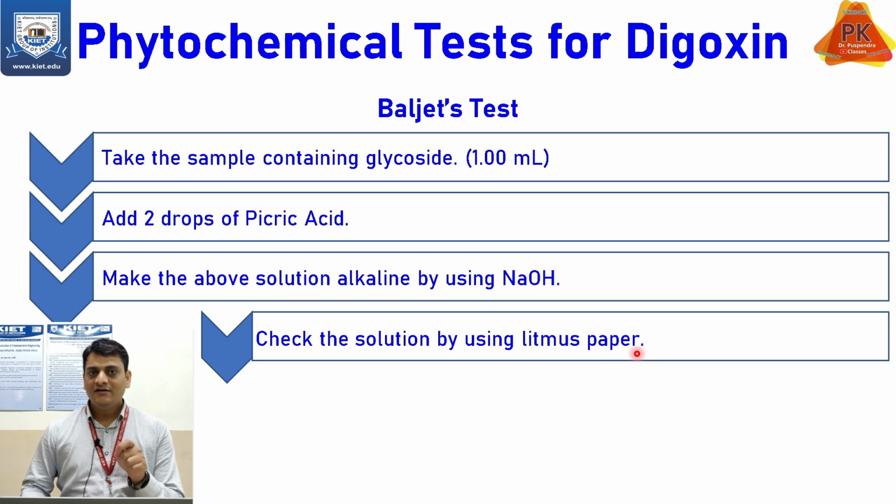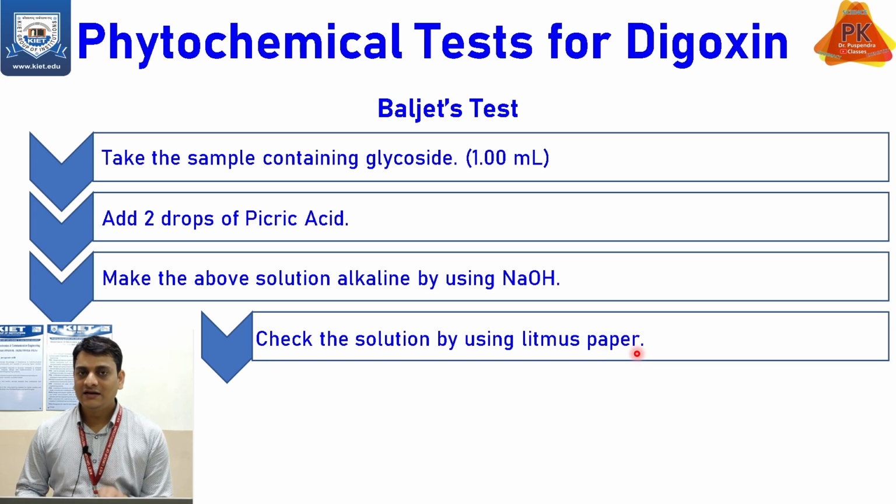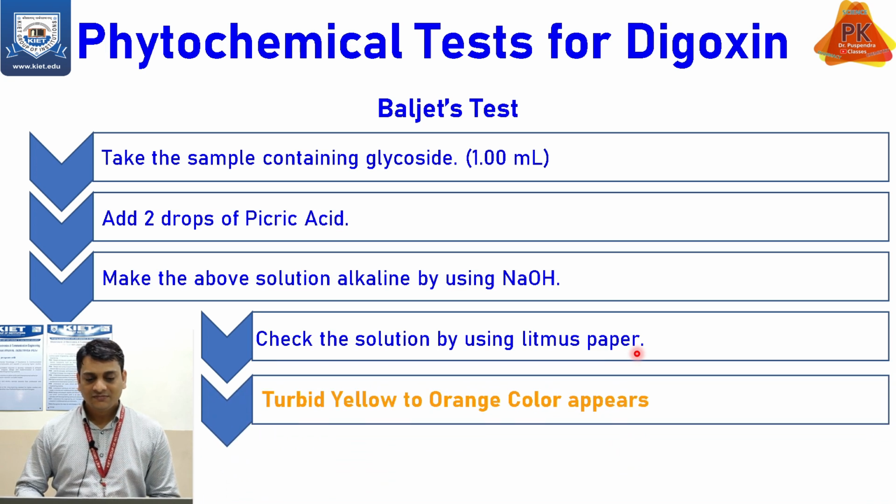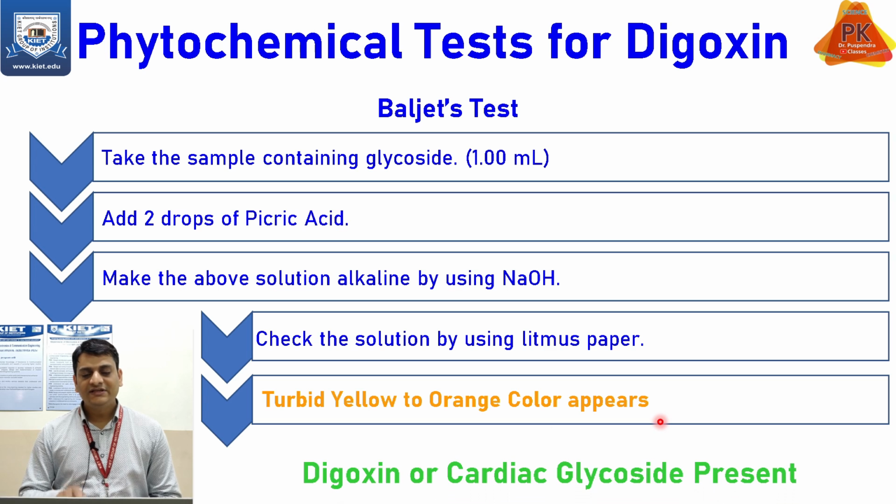And if we ensure that it is alkaline in nature, then it turns yellow to orange color if digoxin or cardiac glycoside is present. So this Baljet test is also used for detection of cardiac glycosides.